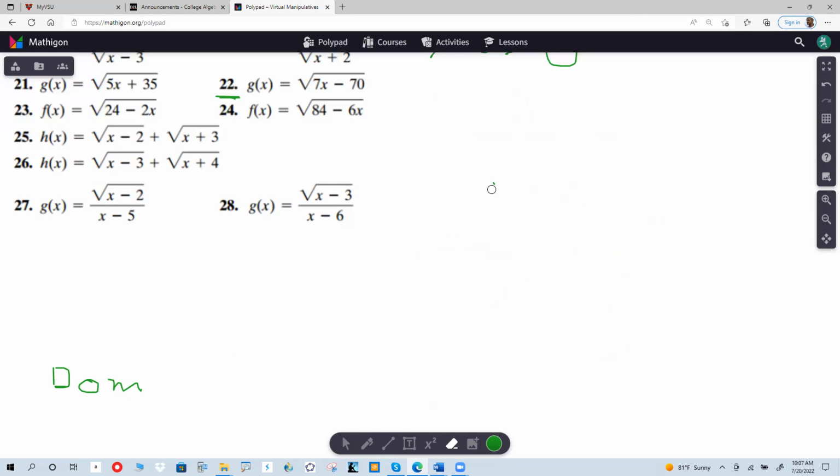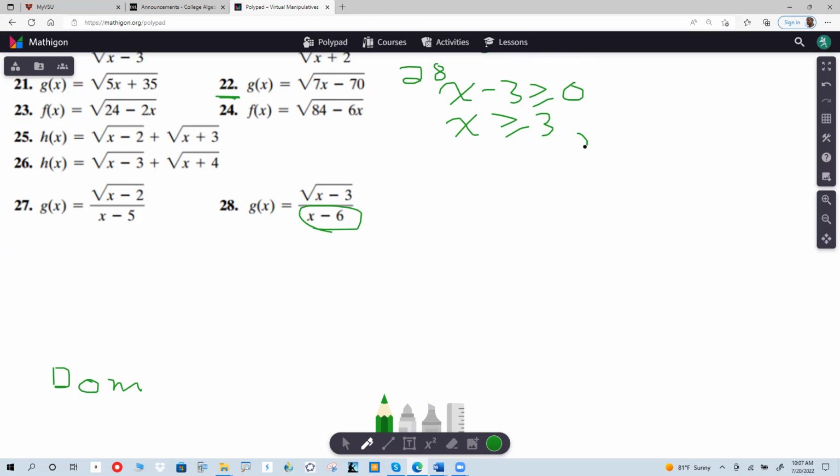Number 28 has 2 issues. The top radical sign tells me x minus 3 has to be greater than or equal to 0. Therefore, x has to be greater than or equal to 3. And the bottom, this denominator, tells me x cannot be 6. I'm just going to write it like this: x cannot be 6. So I have to pull out 6. It will be everything above 3, excluding 6.